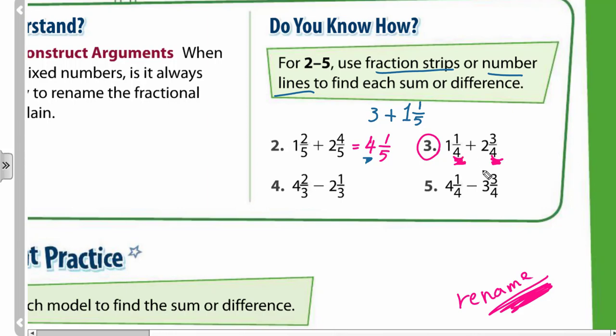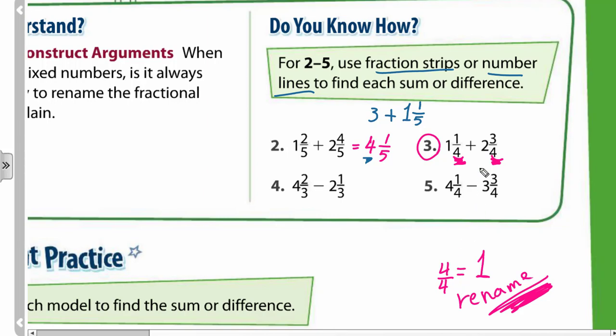1/4 plus 3/4 equals 4/4, and 4/4, we can rename this. Anyone can help me? What is 4/4? It's whole one. Whole one. Thank you, Ali.